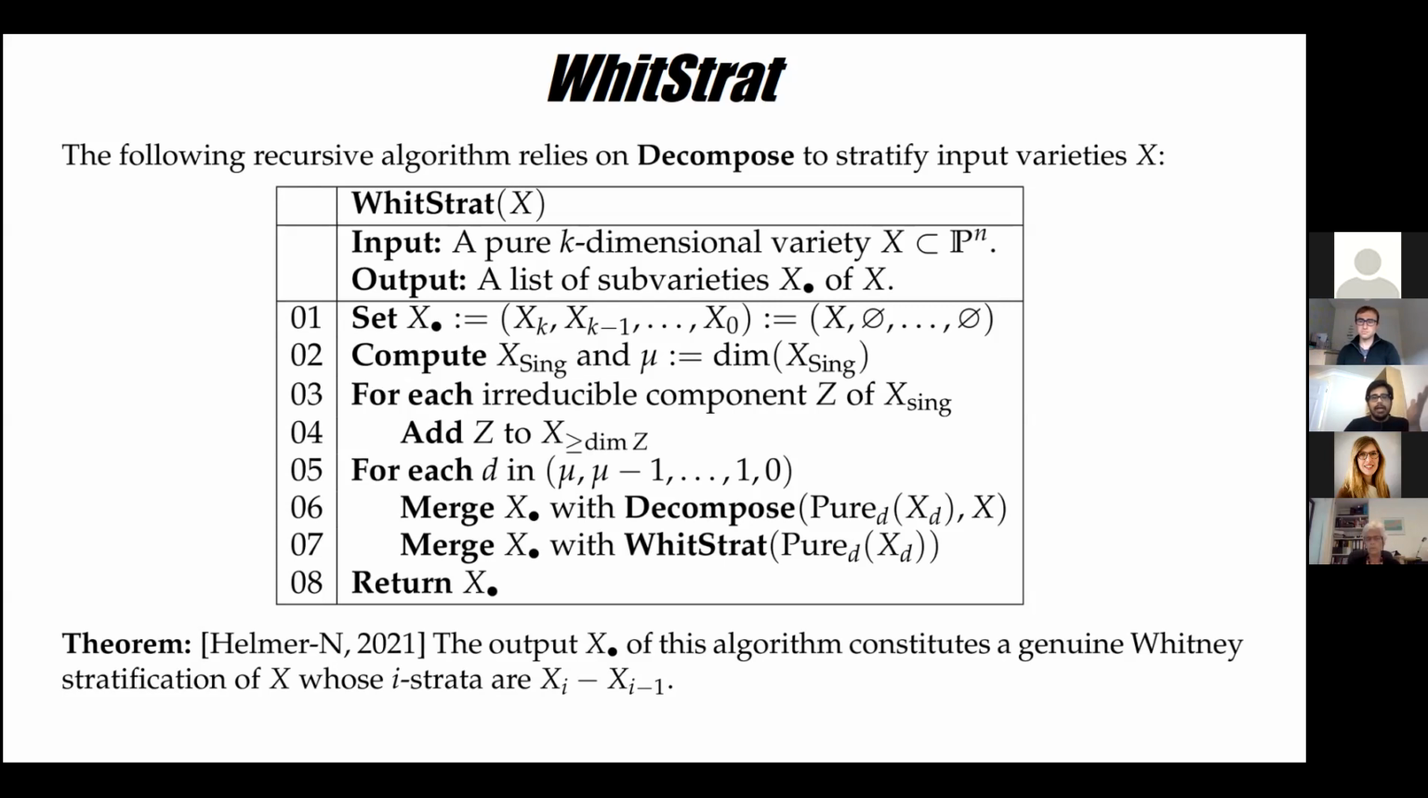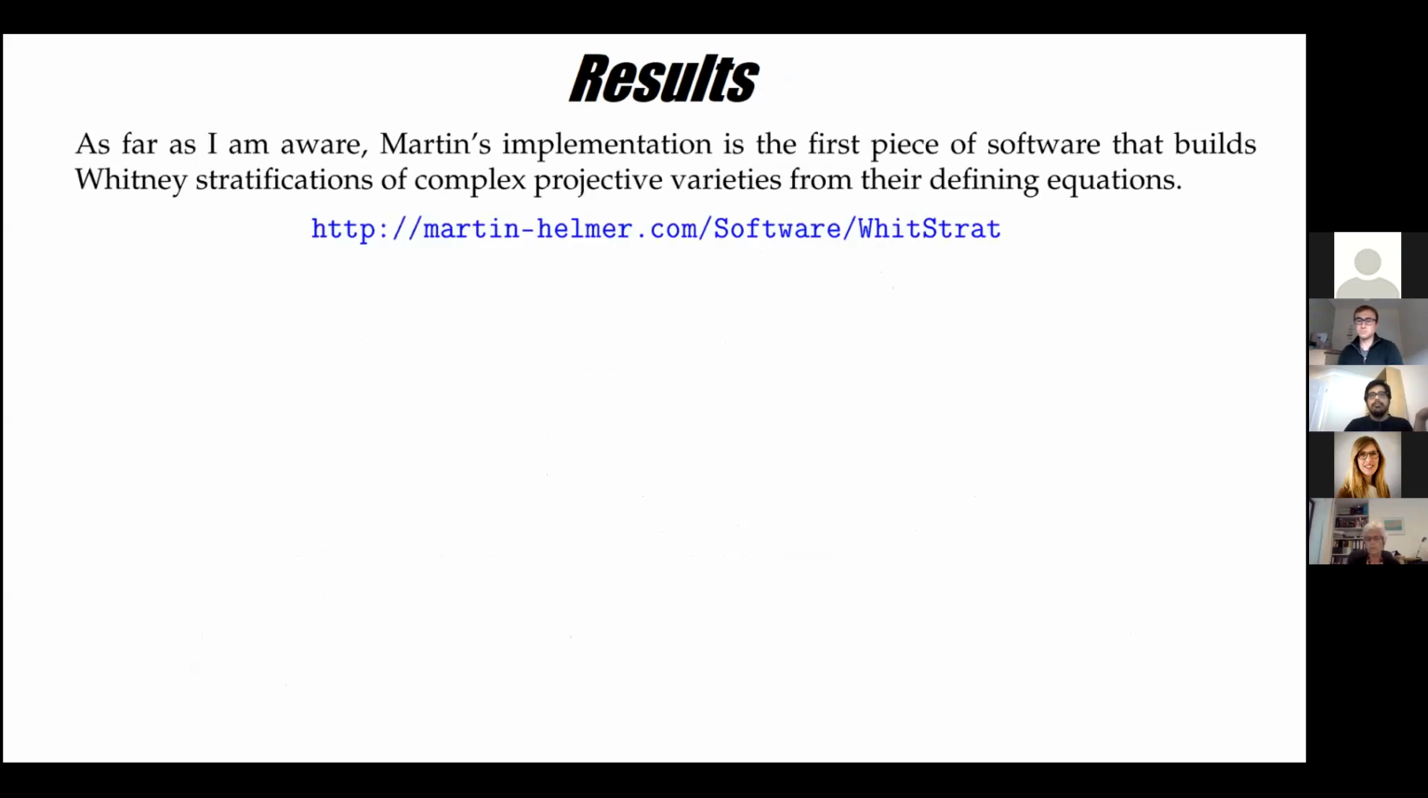So, okay, I've given you pseudocode, but I said this was actually implemented. So what does it look like? Well, first of all, there it is on Martin's website. He wrote all of it. I had nothing to do with the code. So go take a look at it.